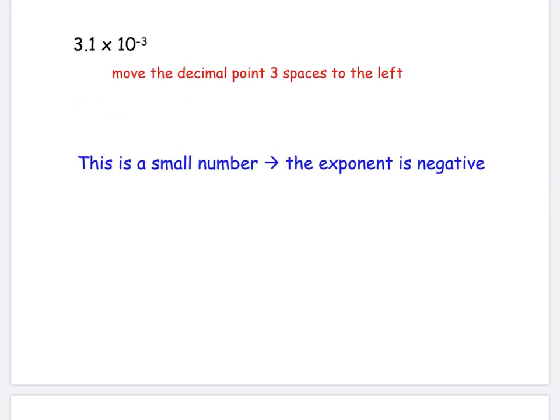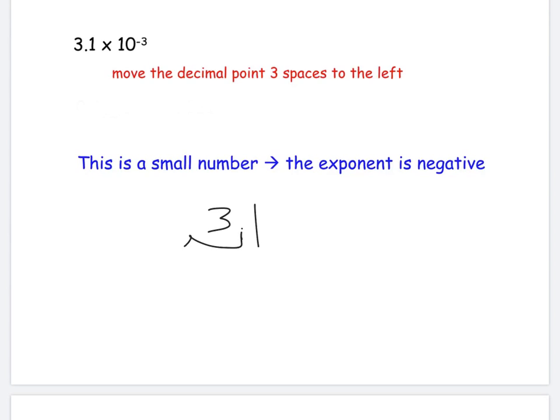What happens if you have a negative exponent? Okay, the negative exponent, in order to make the number into standard form, takes the decimal. So my decimal right now is between the 3 and the 1. But because it's negative, that means it's a really small number, so it moves my decimal that many spaces to the left. So because my exponent is negative 3, I'm going 3 spaces to the left with my decimal.